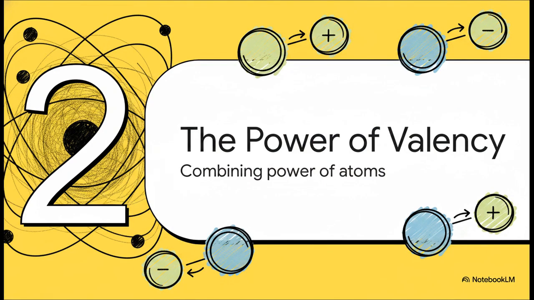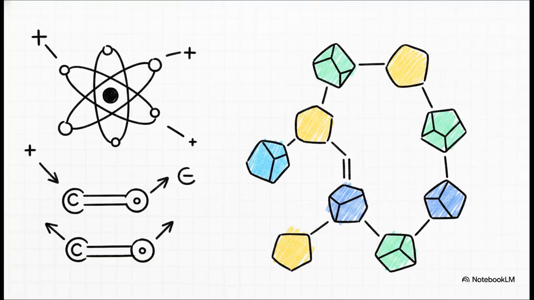Moving on to Section 2, the power of valency. Let's talk about the combining power of atoms. Valency is basically an element's combining power. It tells you exactly how many bonds a specific atom can make with another atom to form a compound. And it does this by either losing, gaining, or sharing its electrons.